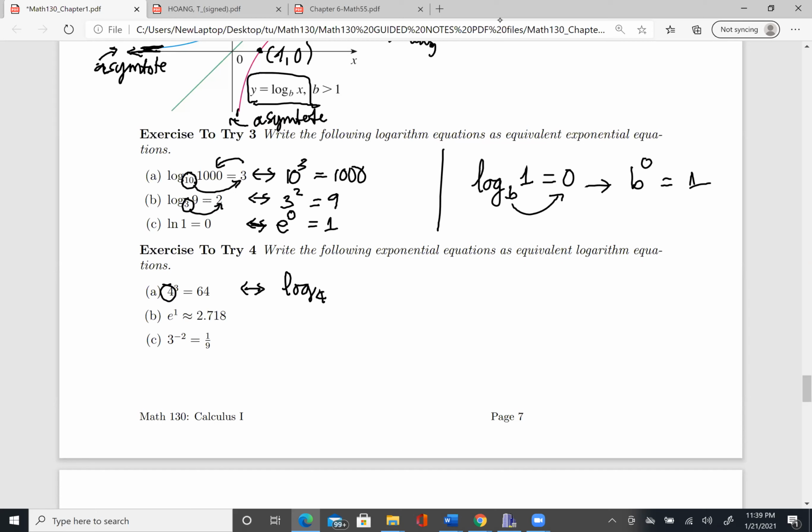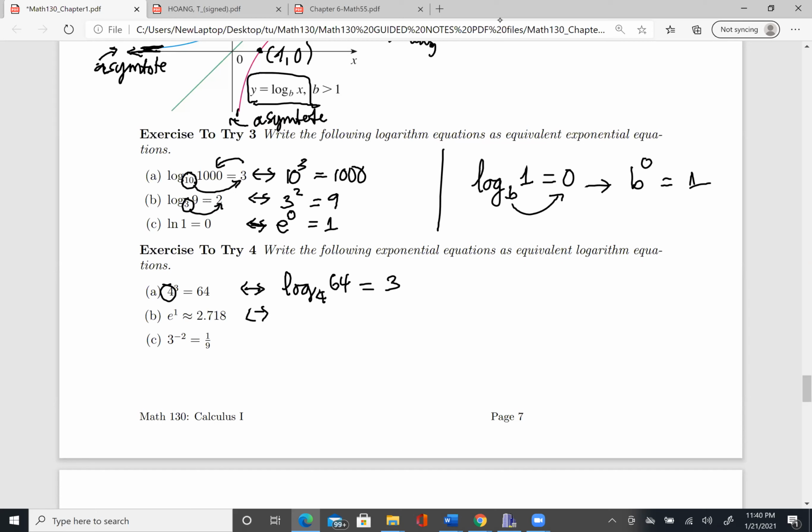Okay, and then I know that the other hand side is gonna be the power, which is 3. So then the argument should be 64. Is that easy? Okay, let's try the next one.